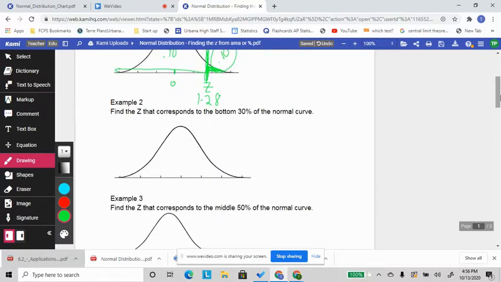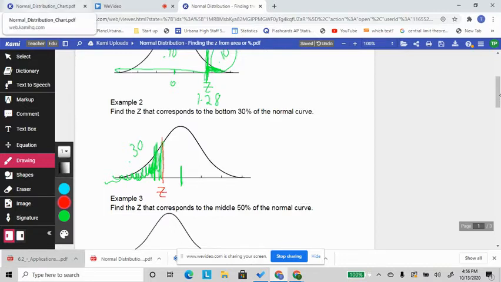Next one, we want to find the z that corresponds to the bottom 30%. Remember, this is our 50% line. So the bottom 30% would be approximately here. Maybe even a little more. Let's make it a little more. We're just estimating. So this is 30. This is the bottom 30%. If you want to think about it as a line drawn, this is your z. This would be 30, and this would be 70.